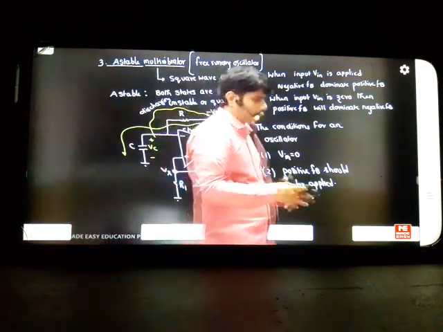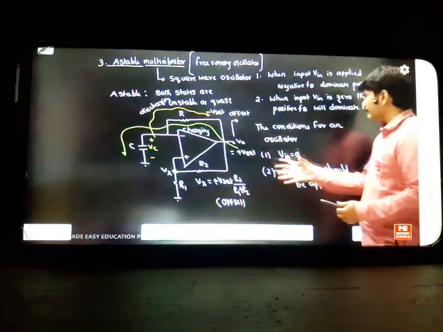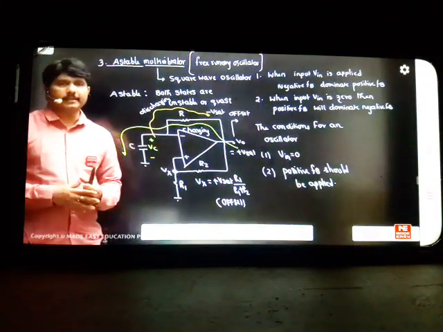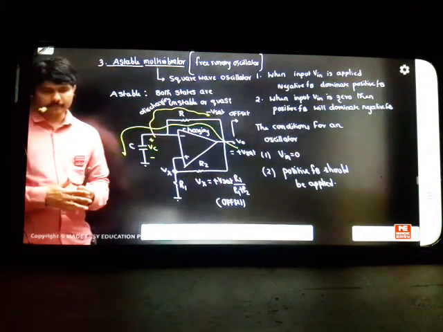Now today we will see charging and discharging, and how it will move in the waveform. Okay, this is a very simple problem, a simple concept I can say. When the output becomes plus V saturation, the capacitor will charge. When the output changes to minus V saturation, it will try to discharge.